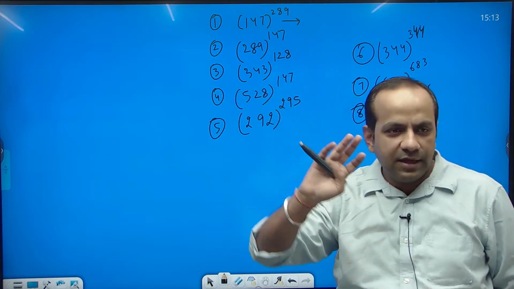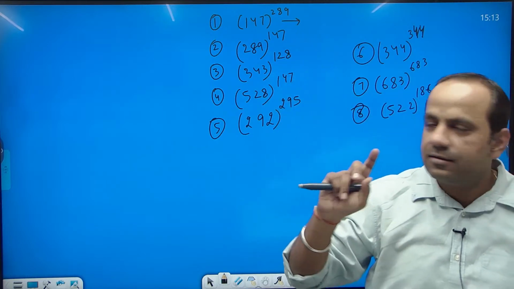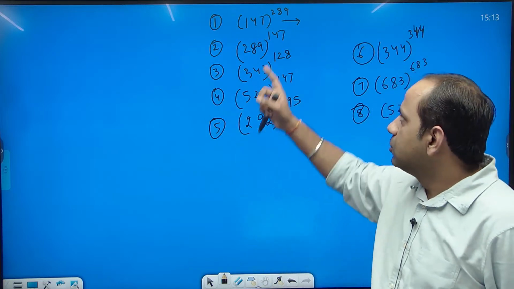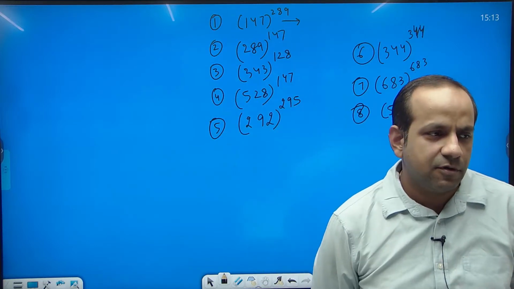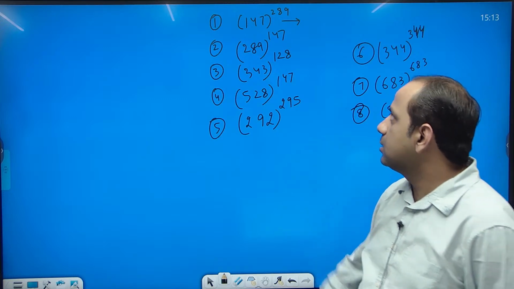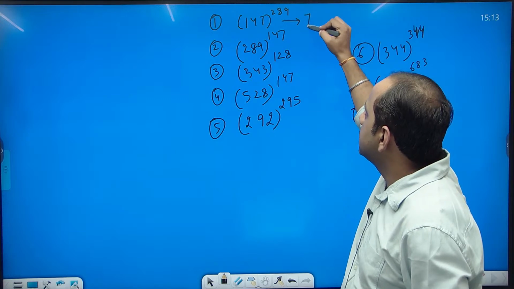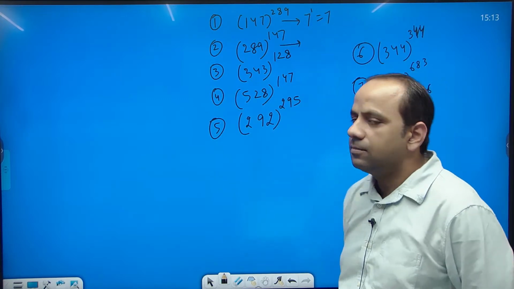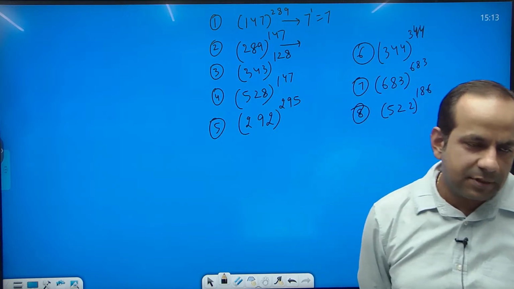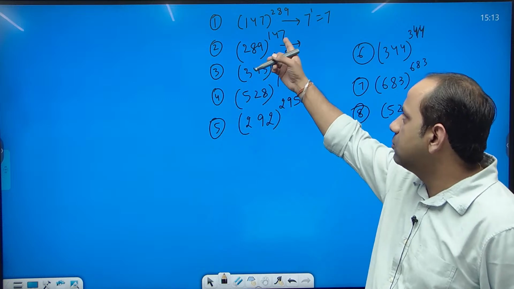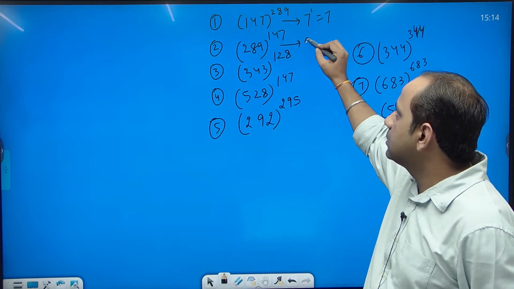First of all, we have to check which category the base belongs to. Third category. So we have to divide the power by 4. When we divide 289 by 4, the remainder is 1. So the answer should be 7 to the power 1, that means 7. For the second question, which category does it belong to? Second category. You have to divide the power by 2.